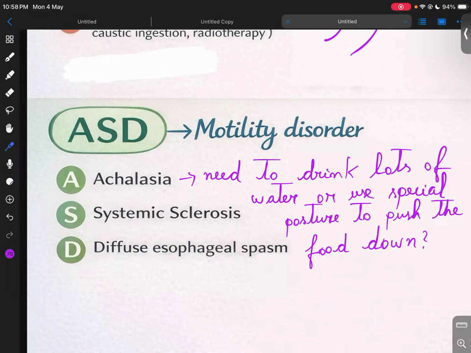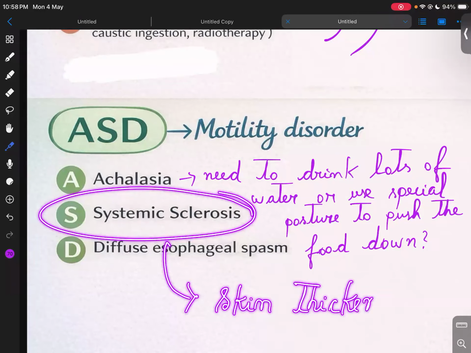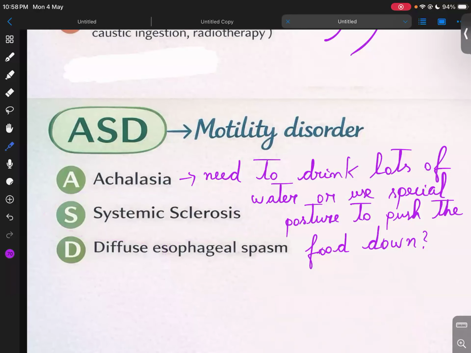Okay. Then for systemic sclerosis, we have to ask about skin thickening. That is, do you have any skin thickening? We all know that in systemic sclerosis, the patient will have skin thickening below the elbow or above the elbow. Below the elbow, it will be limited cutaneous systemic sclerosis. In case of diffuse cutaneous systemic sclerosis, it will be above the elbow.